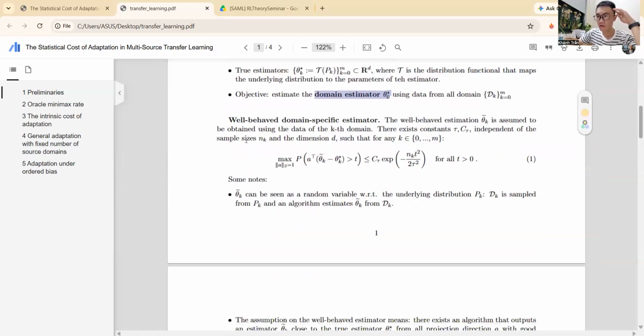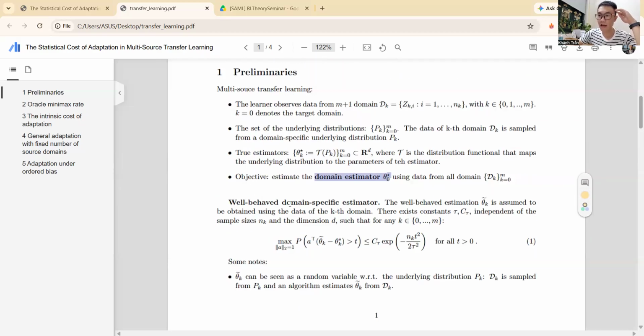We also have a definition of the well-behaved domain-specific estimator, which means that... Wait, I have a question. Yes, please. I'm not familiar with the setting. Could you go through what the point of this is? What is transfer learning in general? Just some motivation for this problem.